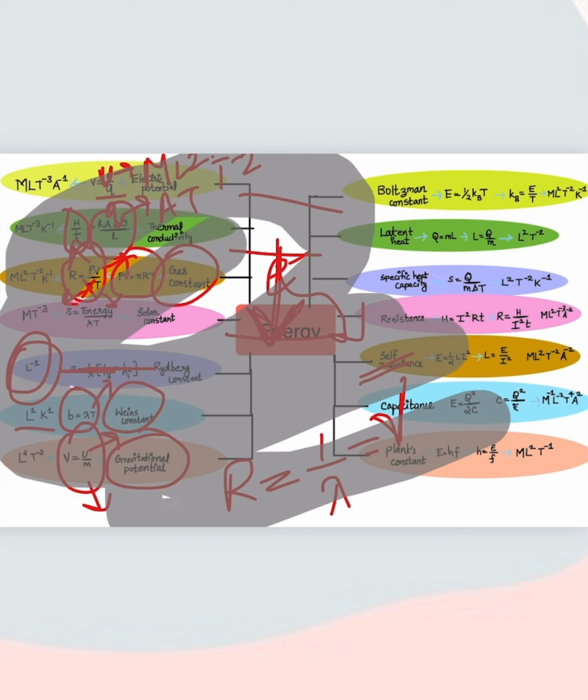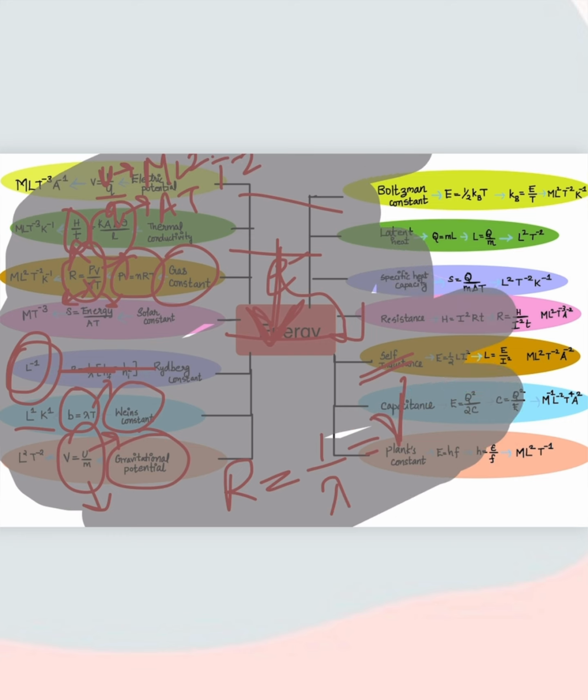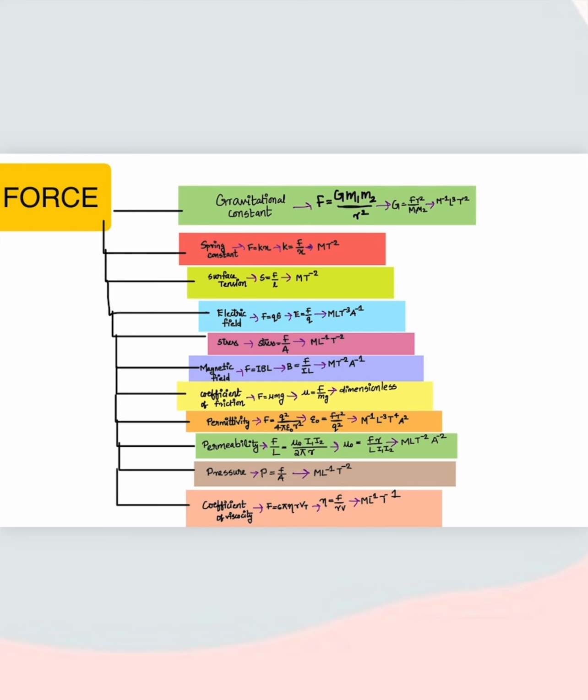So you have to write it in a notebook and stick it on a paper, stick it on a wall or your study table, so you can easily learn these equations by heart. From force also we can derive different equations.